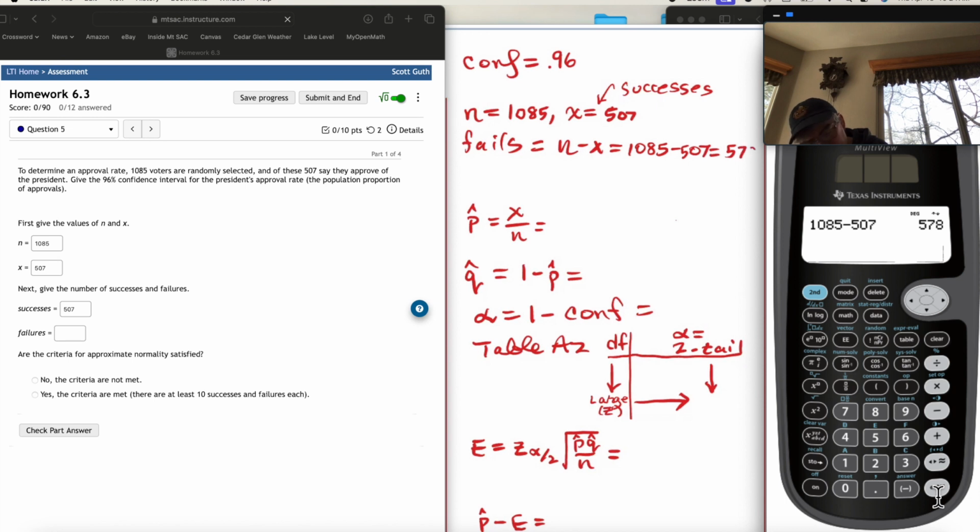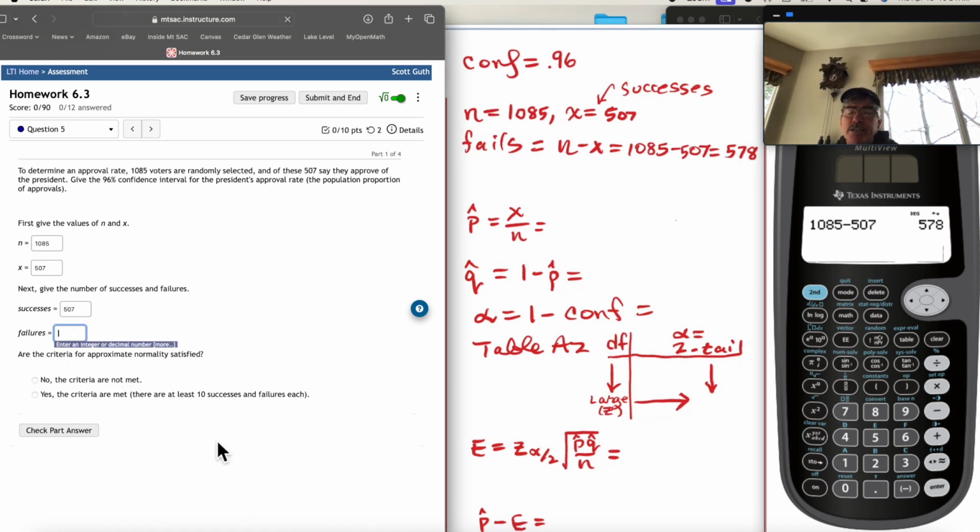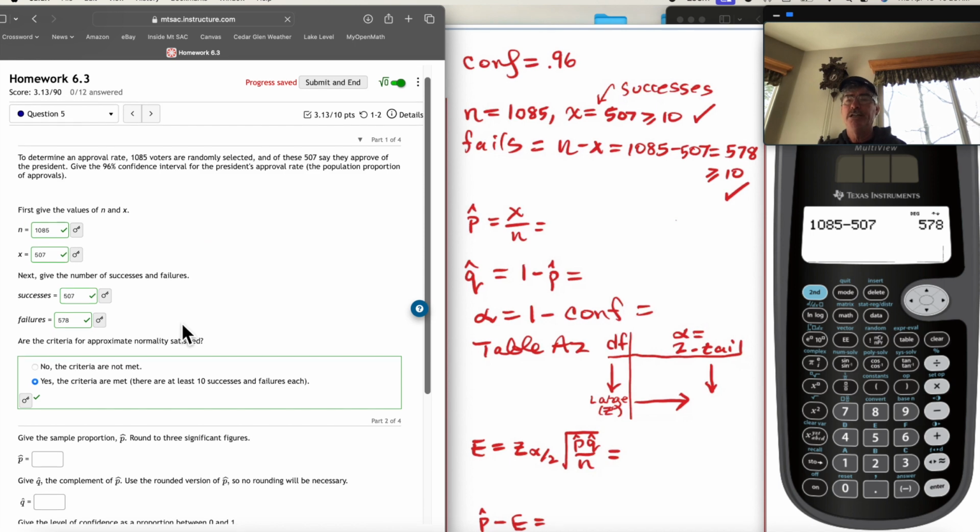Okay, and when they ask for the criteria for normality being met, those numbers have to both be bigger than 10. So successes has to be at least 10, fails has to be at least 10. Of course, I'll note that here. This is greater than or equal to 10, so a little check mark there. And the 578 also greater than or equal to 10, again, a little check mark. Okay, so yes, the criteria are met. All right, so we're all good there.